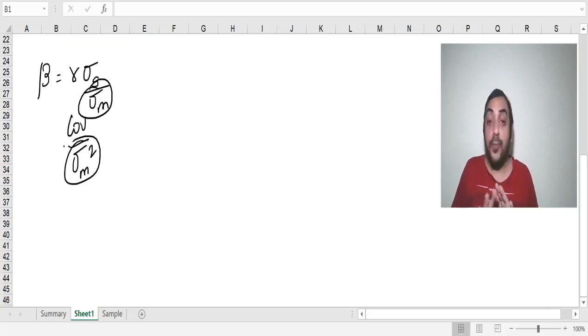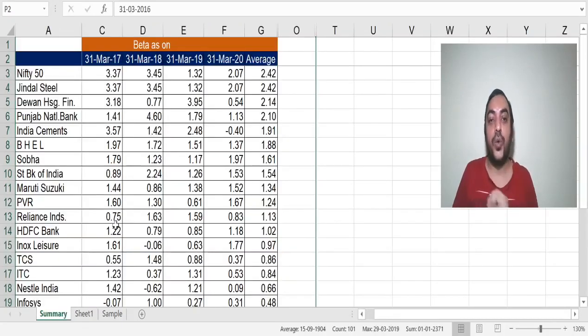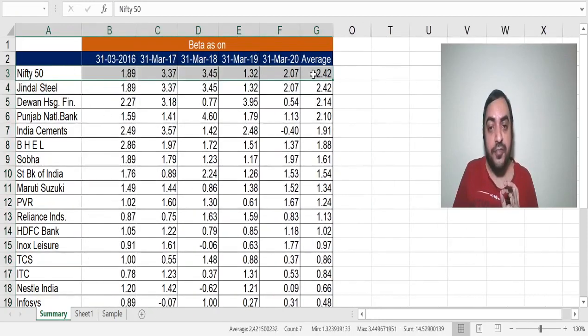Now I'm not going to solve the problem from an exam point of view. Instead, let me take some practical aspects. So I've done it for you. Take a look at this. I have taken Nifty 50 as the market. You can see I'm highlighting here, highlighted in yellow there.